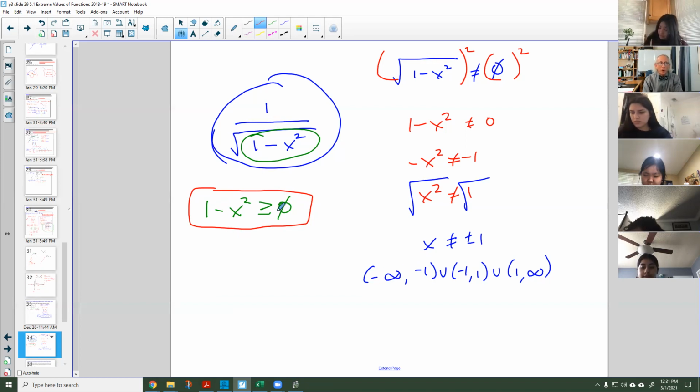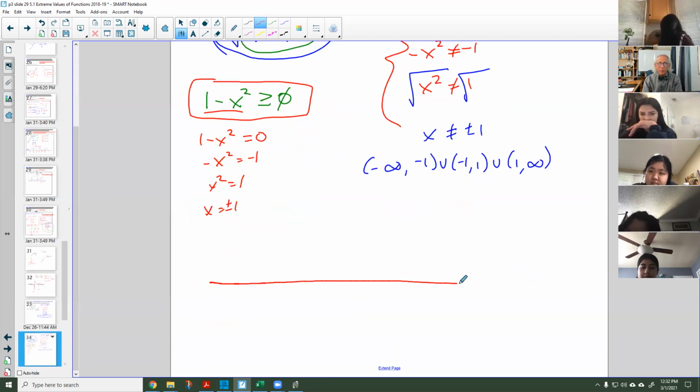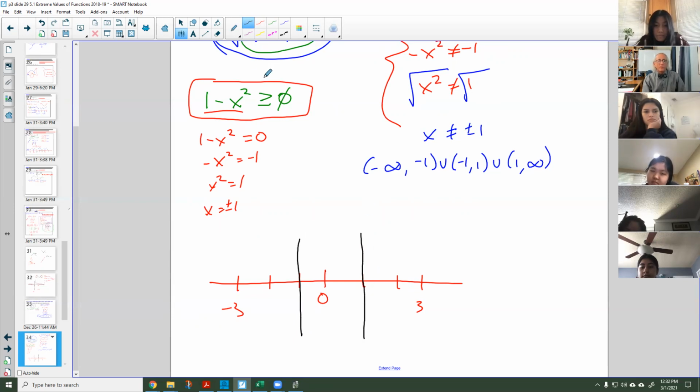Then you need to find the zeros of this part of the function. If I'm finding the zeros, I can follow this progression right here. 1 minus x squared, let's set it equal to 0. So negative x squared equals negative 1, x squared equals 1, x equals plus or minus 1. That finds the zeros. Then I need to do the number line thing: 0, 1, 2, 3, negative 1, negative 2, negative 3. My zeros are at plus and minus 1, so I have a 0 here and a 0 here. And I'm trying to find where this function is greater than or equal to 0.